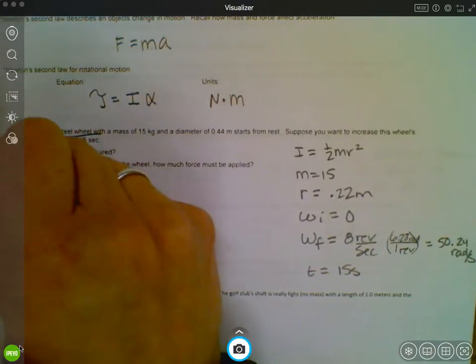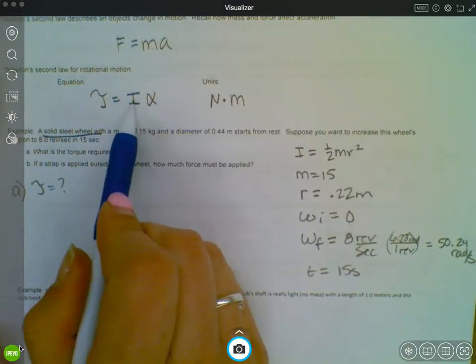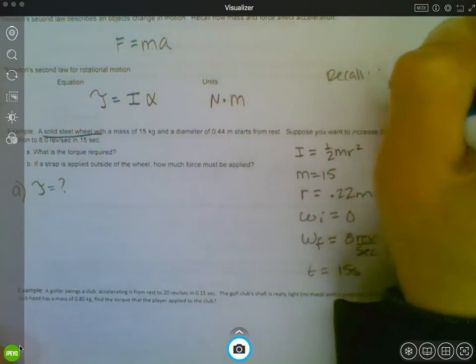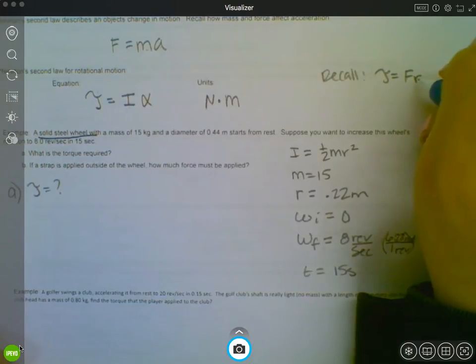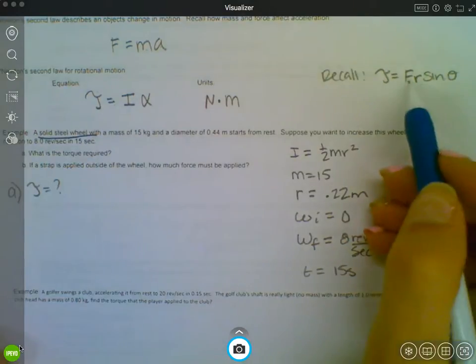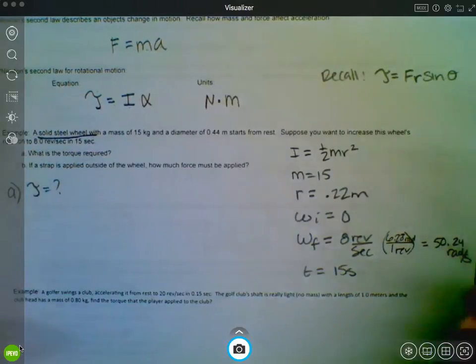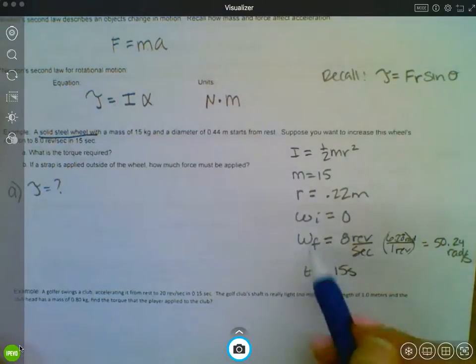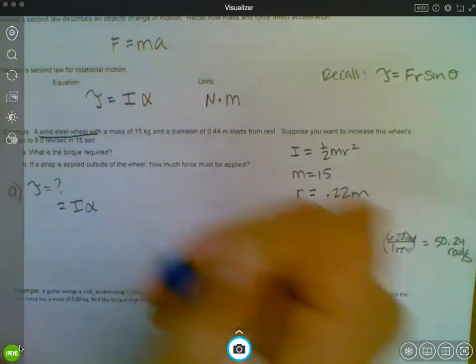What is the torque required? Okay, so we're looking for torque. Well, we know torque is equal to I alpha. We also know, remember, this is from before, let's just remind ourselves that torque is also equal to force times the moment arm, the length of the moment arm times sine theta. Okay, so we don't have the force and we don't have the length of the moment arm, so we're not going to use that one. We're going to use this equation because we do have information about the moment of inertia and we have some information where we could find alpha. So it's going to be equal to I alpha.